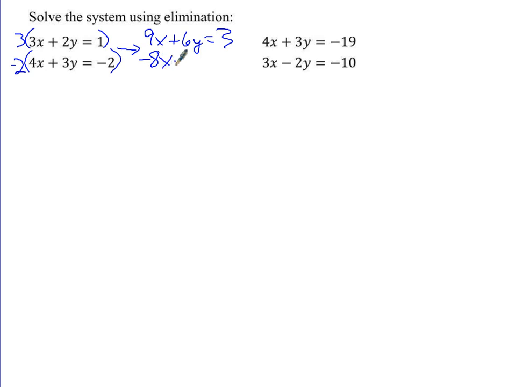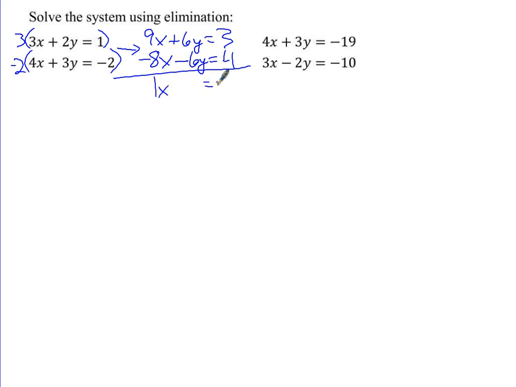-8x minus 6y equals, yeah, -2 times -2 is +4. All right, do we have opposites somewhere? Yeah, so we can add and the y's will disappear. So we add, what do we get?